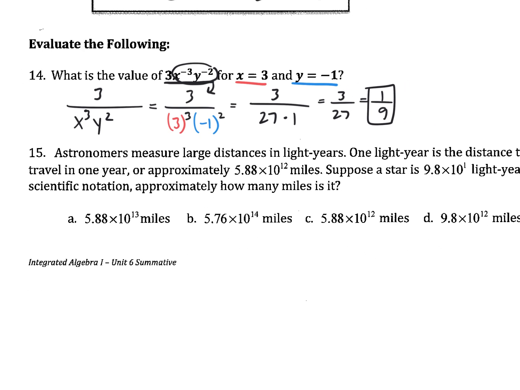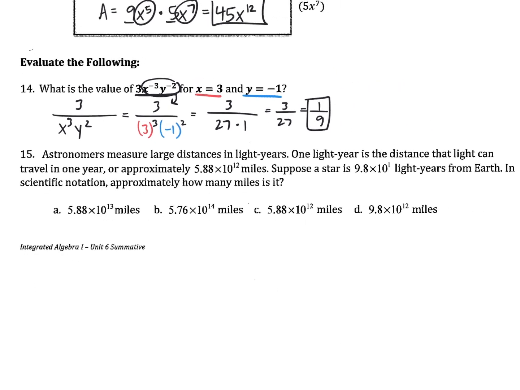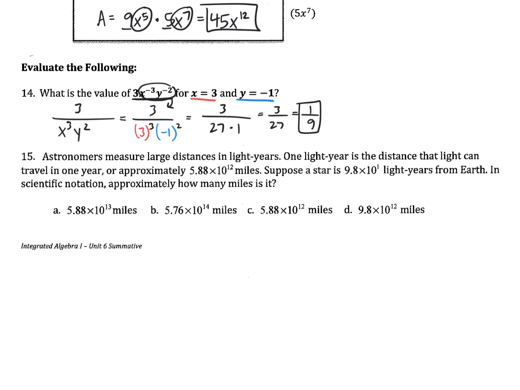Okay. Number 15, a little bit of a word problem here. Astronomers measure large distances in light years. 1 light year is the distance that Earth can travel in 1 year, or approximately 5.8 times 10 to the 12th miles. Suppose a star is 9.8 times 10 to the 1st light years away from Earth. In scientific notation, how many miles is it?